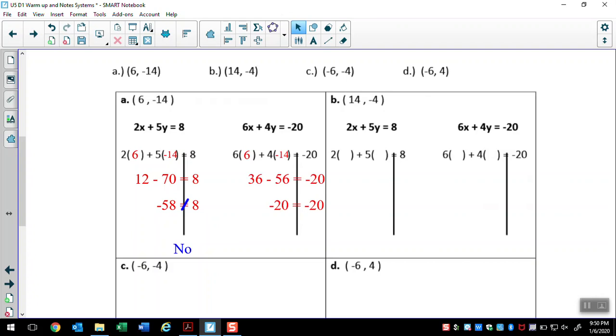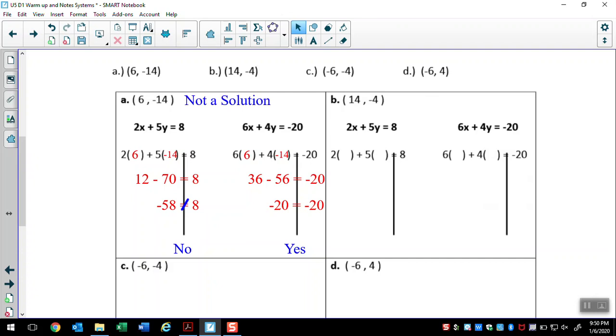So this ordered pair works for this equation, but it does not work for this equation. Remember I said in order for it to be a solution, it has to work for both. So 6, -14 is not a solution.